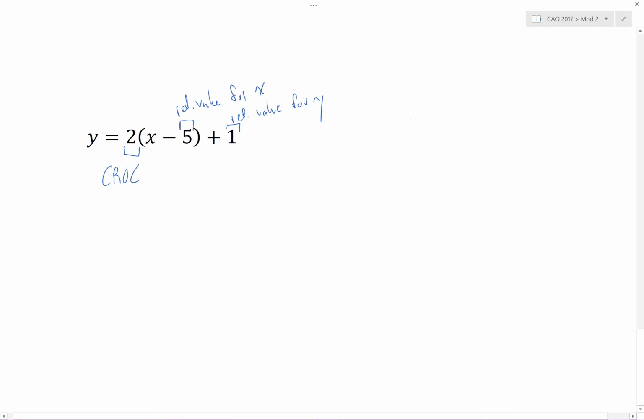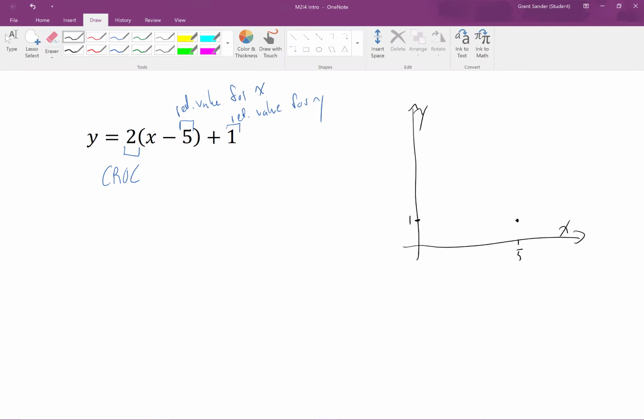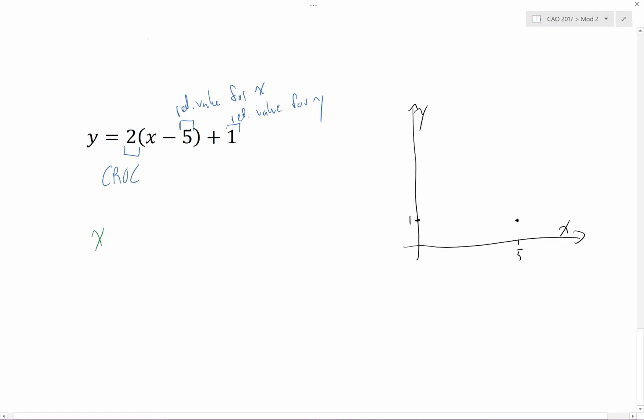So if we sketch a graph, we know that when x equals 5, y is equal to 1. So we have this reference point on our graph, and we can use this formula to determine the value of y for any given value of x. So for example, let's pick a value of x. So let's say x equals 3.5. We can compute the value of y using our formula.